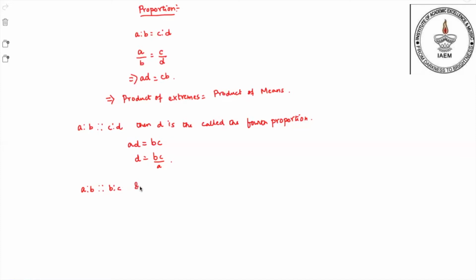If it is given that A is related to B and they are proportional to B is to C, and A, B and C are in continued proportion, and C is the third proportion. Why third proportion? Because here there are three different terms, A, B and C. So C is called the third proportion. So from here, again applying the same formula, the product of means divided by the product of extremes, we get C equals to B square by A.